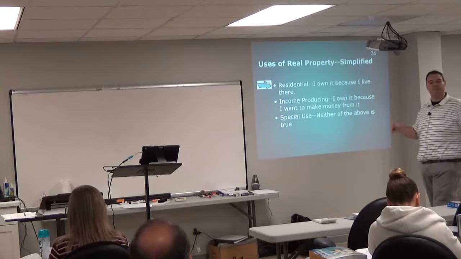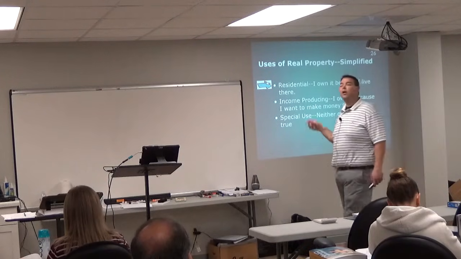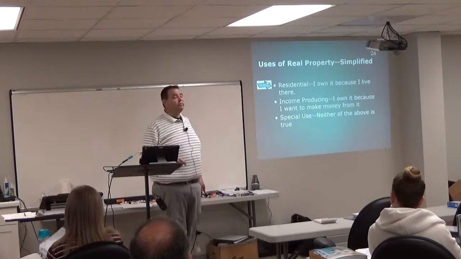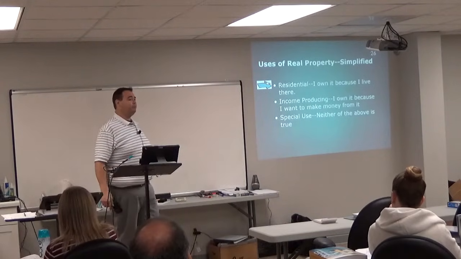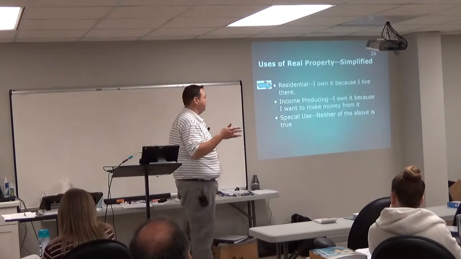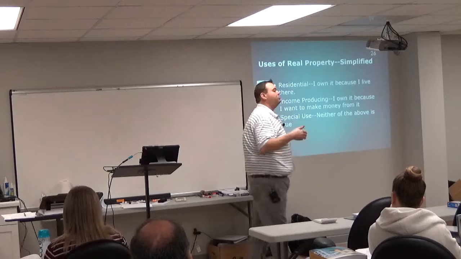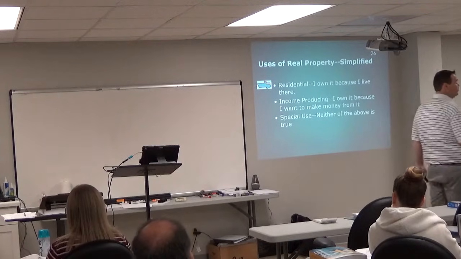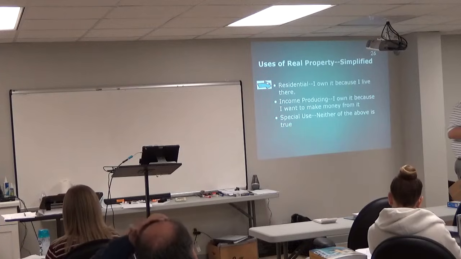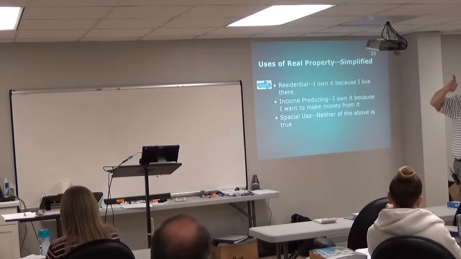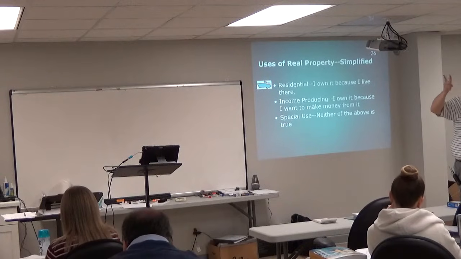This is an income-generating endeavor for him. So the second category that we have is income-producing property: anything that the owner purchased because they want to make money off of it. And then finally, special use properties. Special use properties are ones that don't fit into either of the first two categories. So we don't make money on them, and we don't live there.